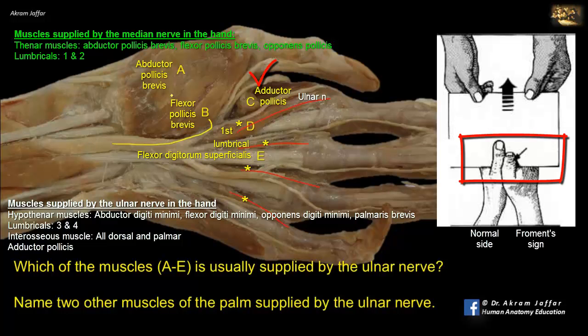The patient can still flex the thumb because the long flexor muscle, flexor pollicis longus, is supplied by the anterior interosseous nerve from the median nerve in the forearm, and flexion is also performed by flexor pollicis brevis, which is supplied by the recurrent branch of the median nerve in the palm.